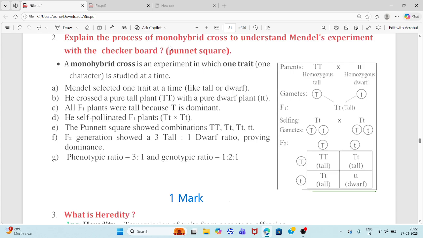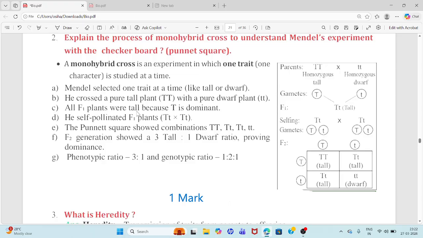Second question. Explain the process of monohybrid cross to understand Mendel's experiment with the checkerboard, meaning Punnett square. Answer. A monohybrid cross is an experiment in which one trait is studied at a time. Here you can see the points. The first point: Mendel selected one trait at a time, like tall or dwarf. He crossed a pure tall plant, capital T capital T, with a pure dwarf plant, small t small t.